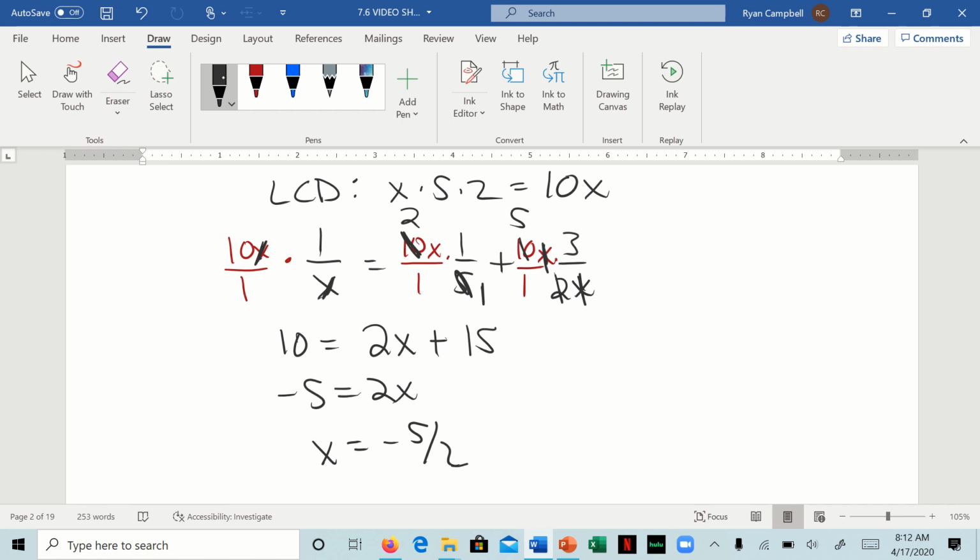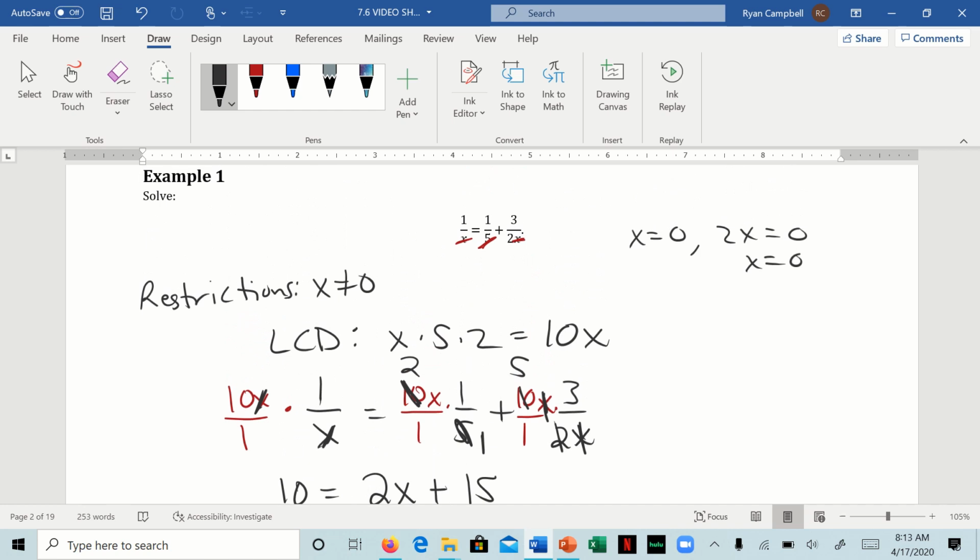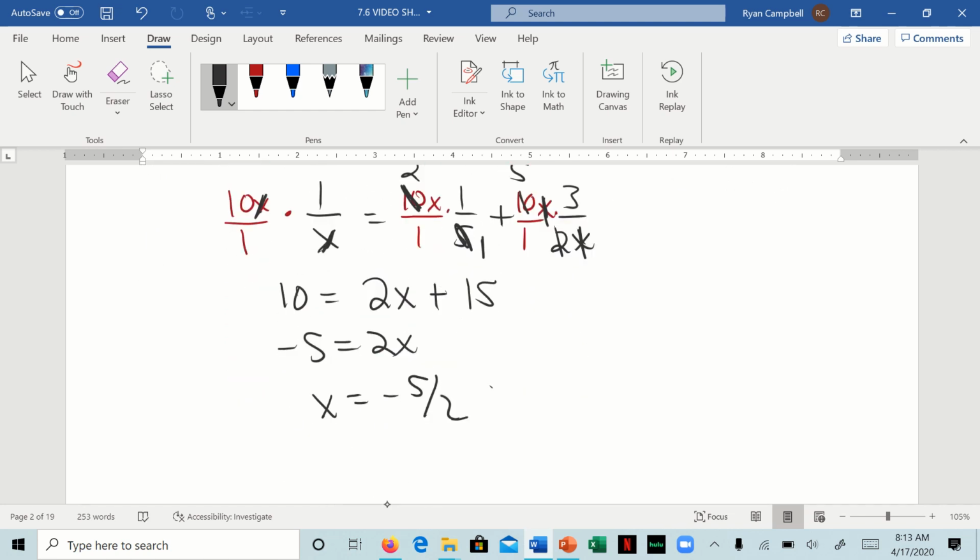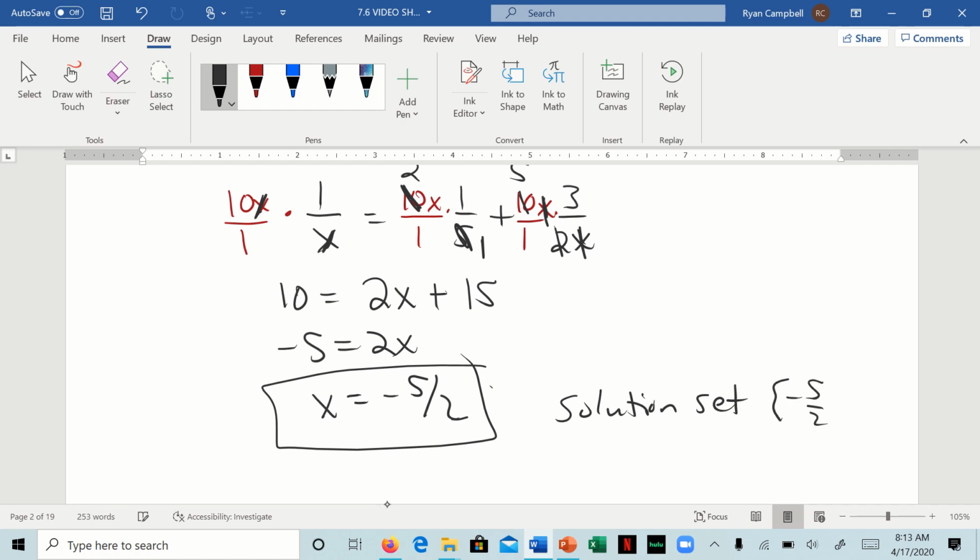Alright, so now we gotta check. Is this part of our restrictions? No, right? Because the restriction was only that x can't be 0. So that's not 0, so we have our answer. So our solution set is negative 5 halves.